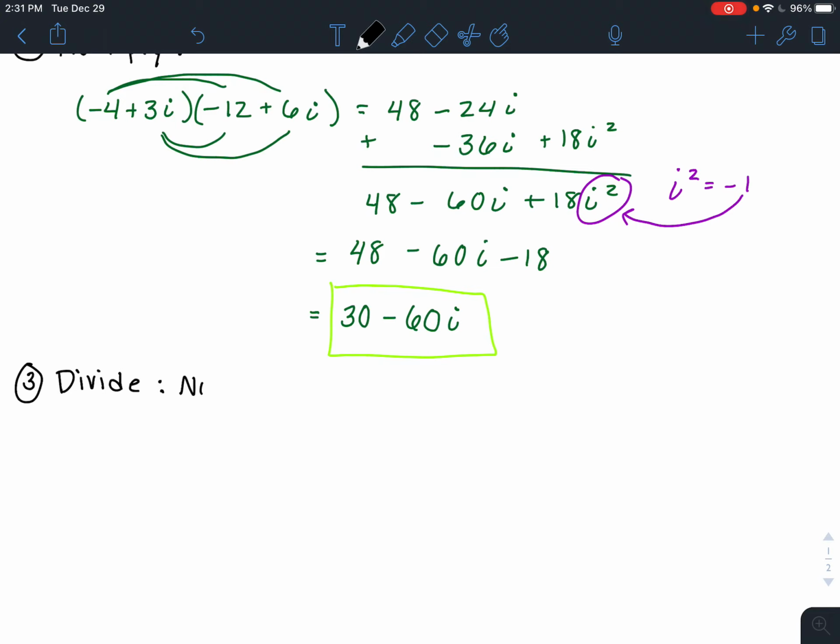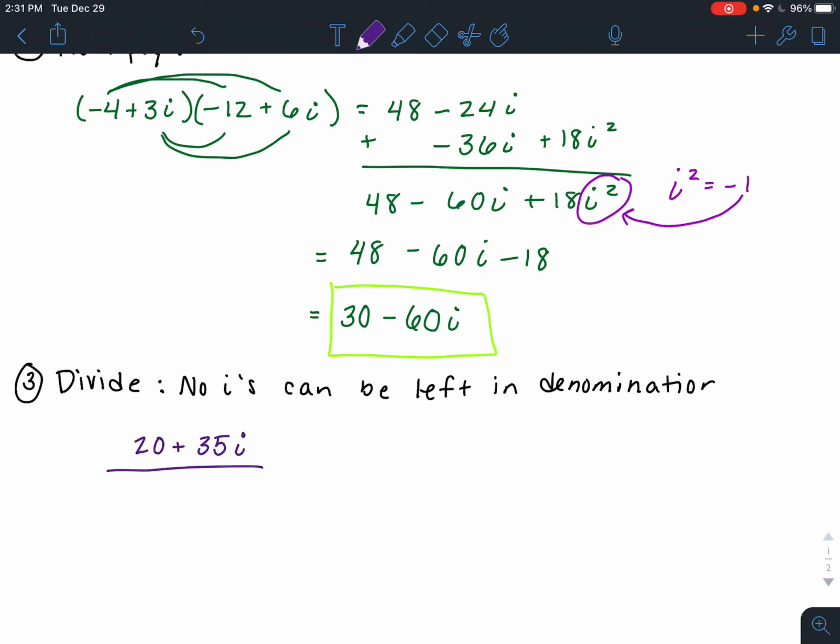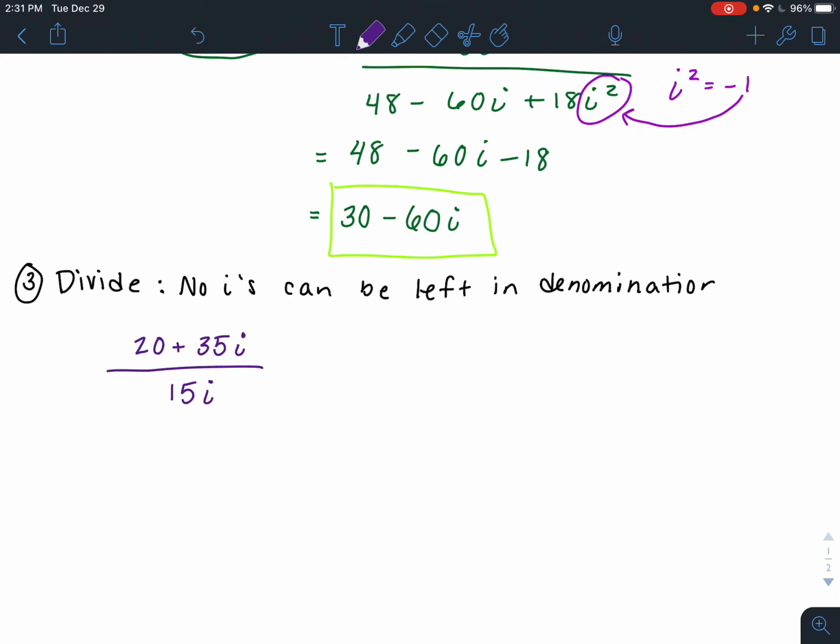All right. So the key with division is there are no i's. So no i's can be left in the denominator. And I'm only going to go through an example of dividing by a monomial. So let's look at, we'll do 20 plus 35i, and we are going to divide that by 15i. So the first thing I always want to do when I'm dividing is look for any common factors and take them out. So 20, 35, and 15 are all divisible by 5.